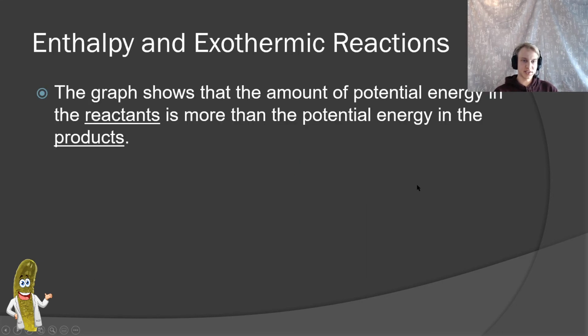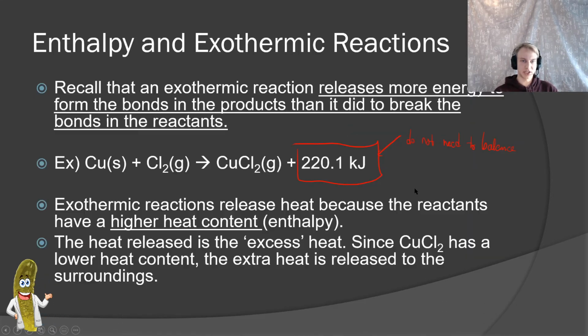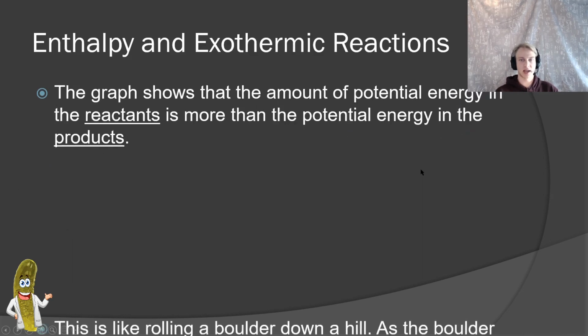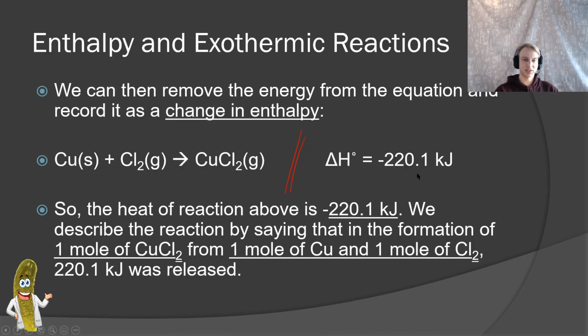You'll also notice that that reaction is the exact same as this one, with this 220 recorded on the side. This last point is kind of important here. It says the heat of reaction above is negative 220.1. We describe the reaction by saying that in the formation of 1 mole of CuCl2 from 1 mole of Cu and 1 mole of Cl2, 221 kilojoules of this was released. So we do not need to balance this number.